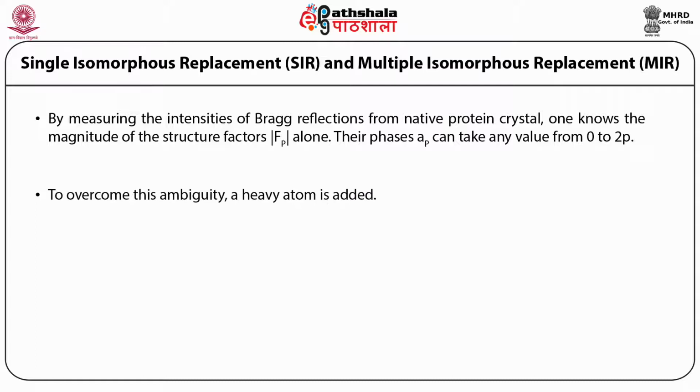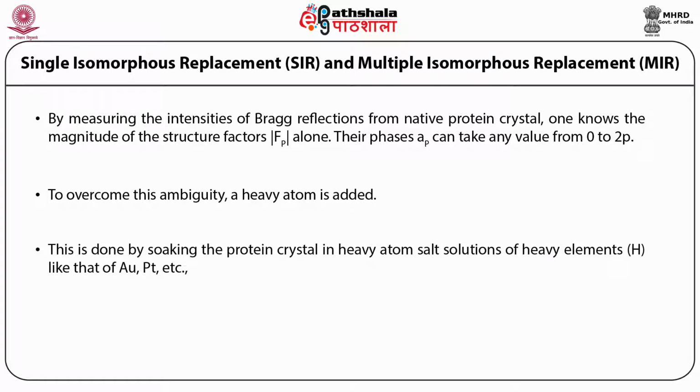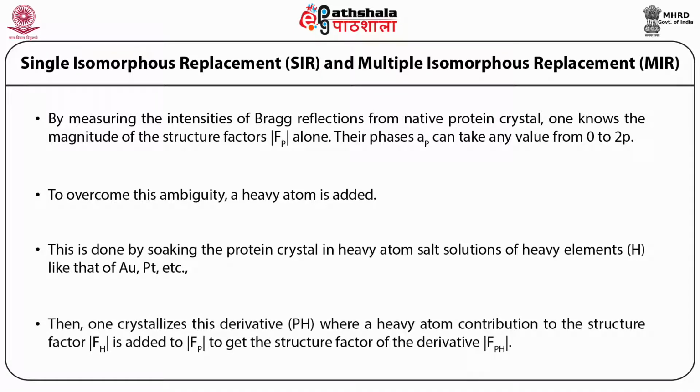To overcome this ambiguity of phases, which can take anywhere from 0 to 2 pi, we are going to add a heavy atom. This is done by soaking the protein crystal in heavy atom salt solutions of heavy elements. When I say heavy element, the abbreviation is capital H. These heavy elements may be gold, Au, platinum, gadolinium, samarium, etc. Then one crystallizes the derivative, that is protein plus heavy atom, symbolically capital PH, where the heavy atom contribution to the structure factor, mod FH, is added to mod Fp, the protein structure factor, to get the structure factor of the derivative, mod FPH.